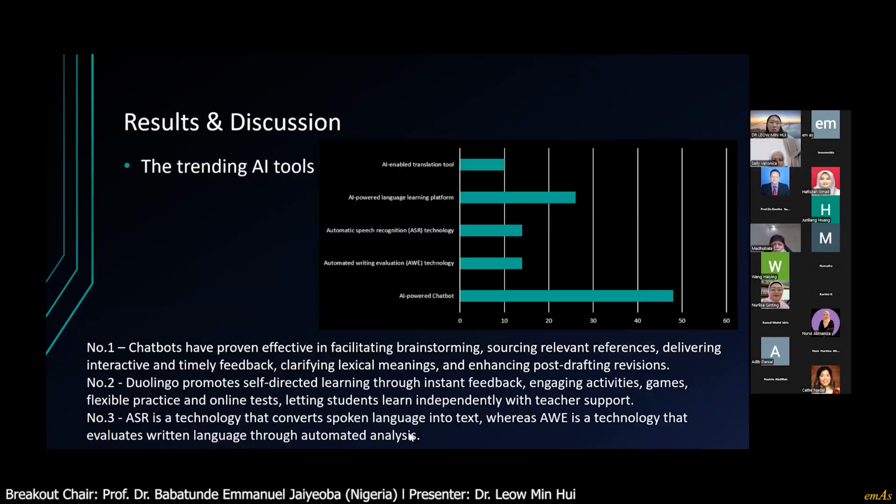And for the AI tools here, based on our findings, the chatbot has proven to be the most trending tool nowadays. The second is the AI-powered language learning platform, for example, Duolingo. And the third we have two, which is ASR, which helps to convert spoken language into text, and also AWE, which evaluates writing, like Grammarly.